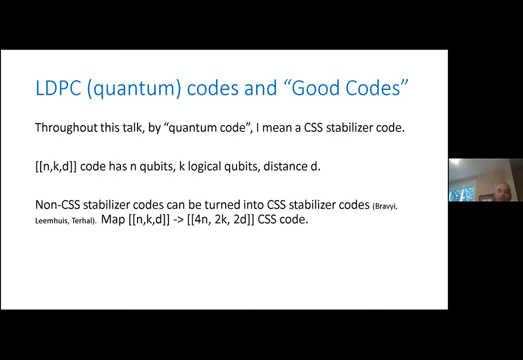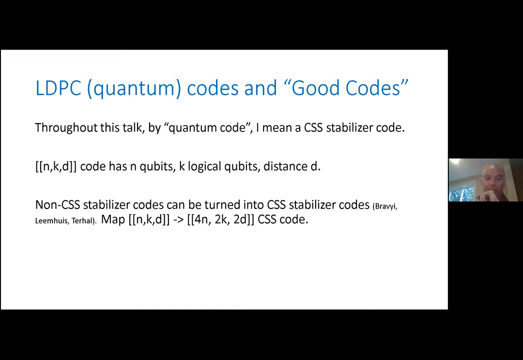So what is a quantum code? Throughout this talk, when I say a quantum code, what I mean is a CSS stabilizer code. CSS meaning all the stabilizers are products of X's, or products of Z's, you know, X1, X2, X3, Z1, Z4, Z7, something like that, but there are no mixed XZ stabilizers. I'll get to why this is a meaningful restriction.